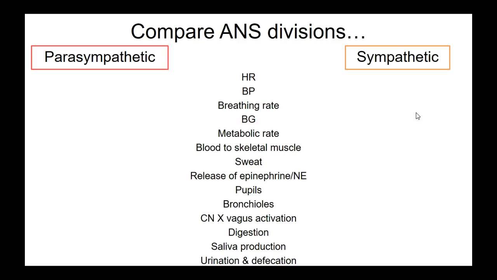Digestion goes up for the parasympathetic, and for the sympathetic it should be going down. Saliva production should be going up, and here for the sympathetic going down. Last one, urination and defecation: parasympathetic should be going up, and here it should be going down. Hopefully you can group these together, and they make sense system-wide. Any questions?